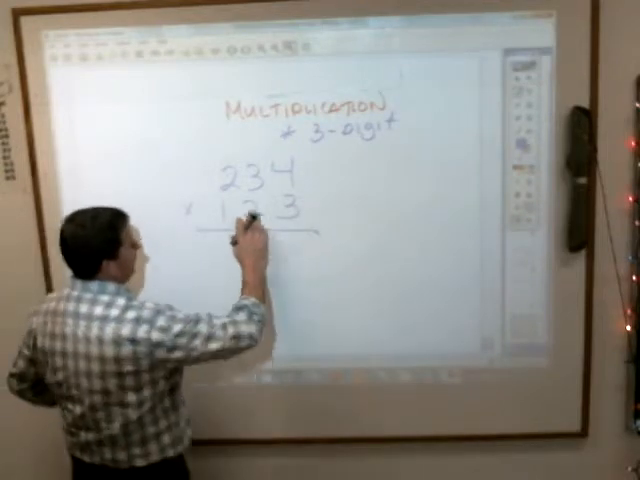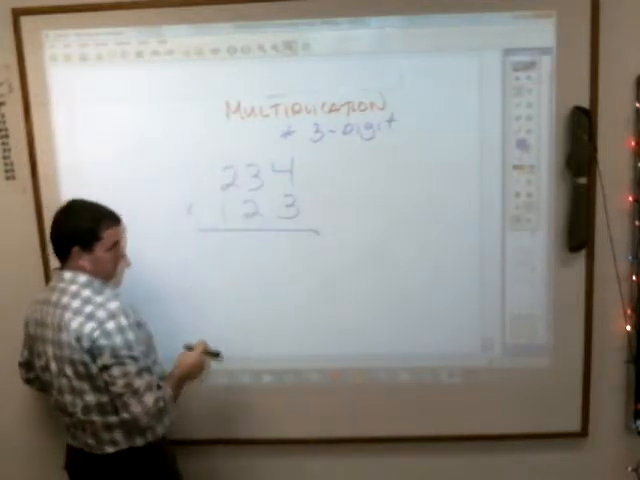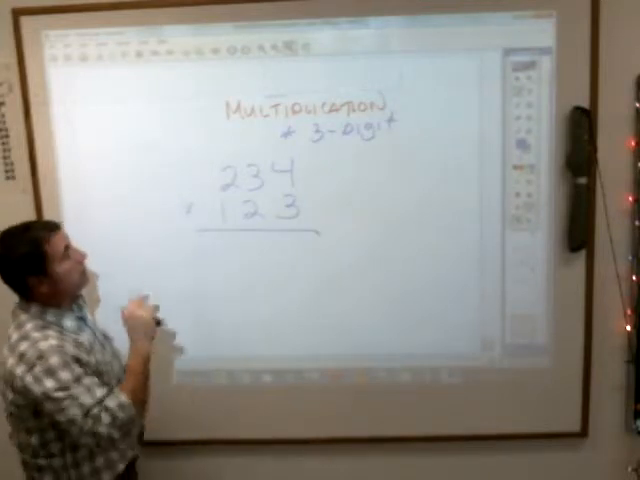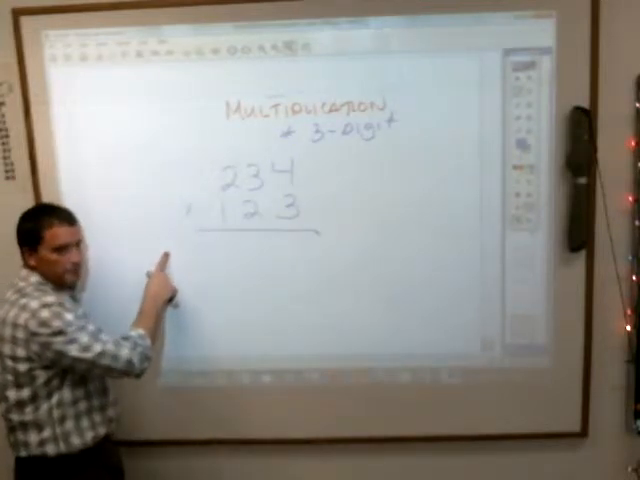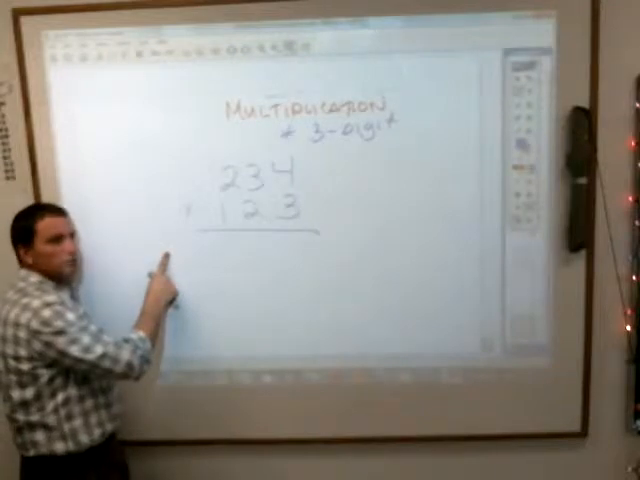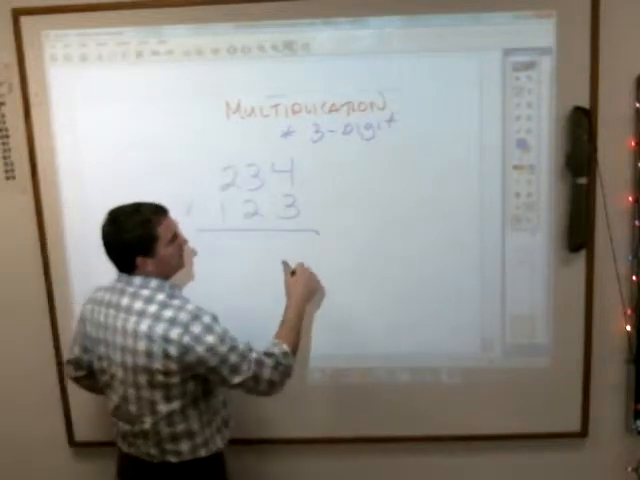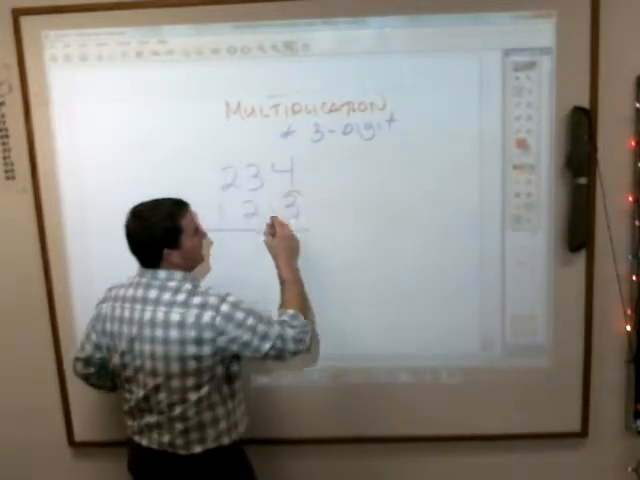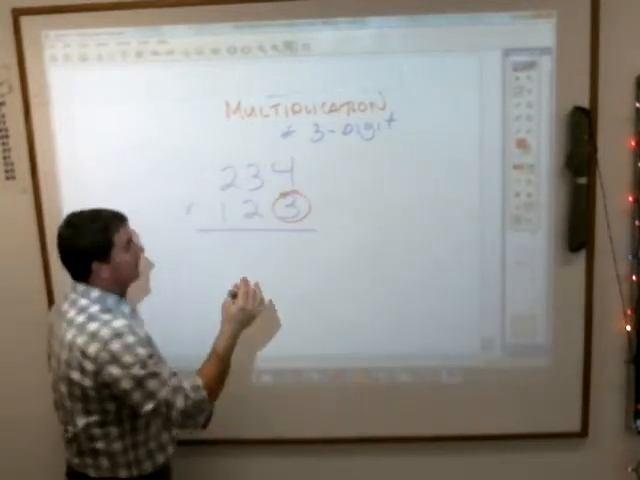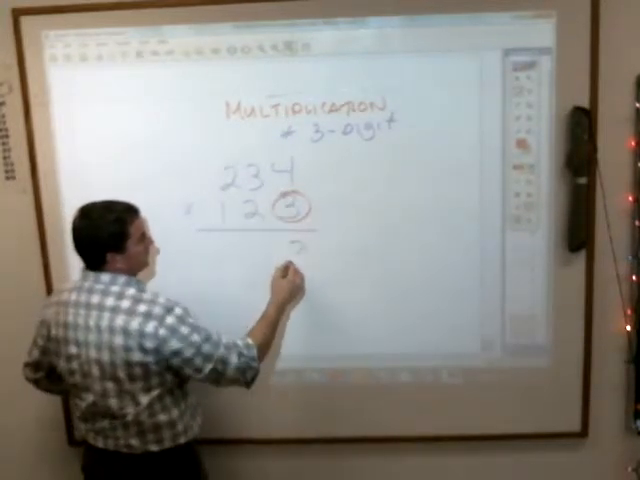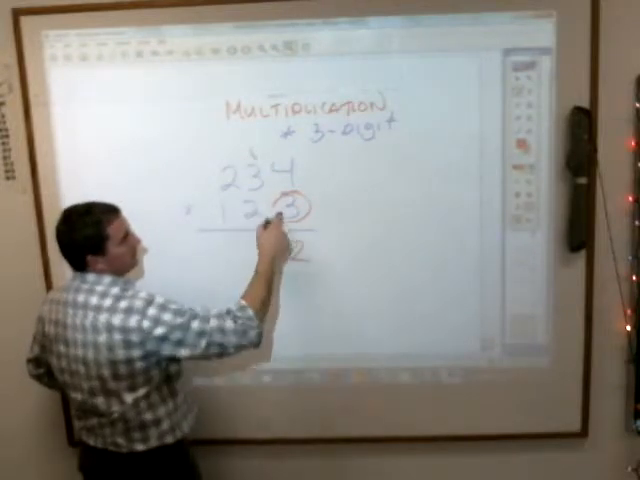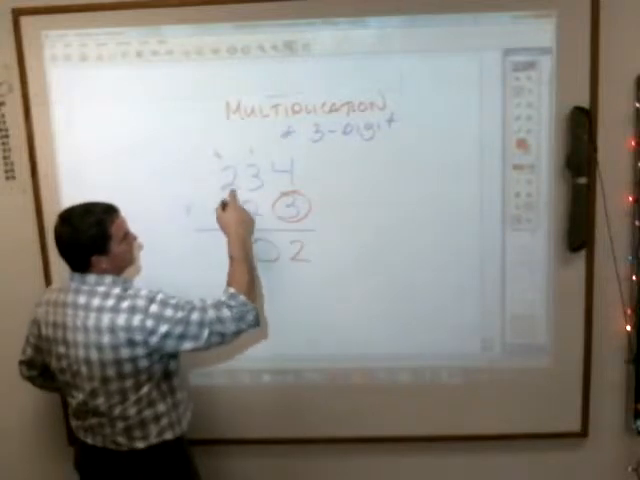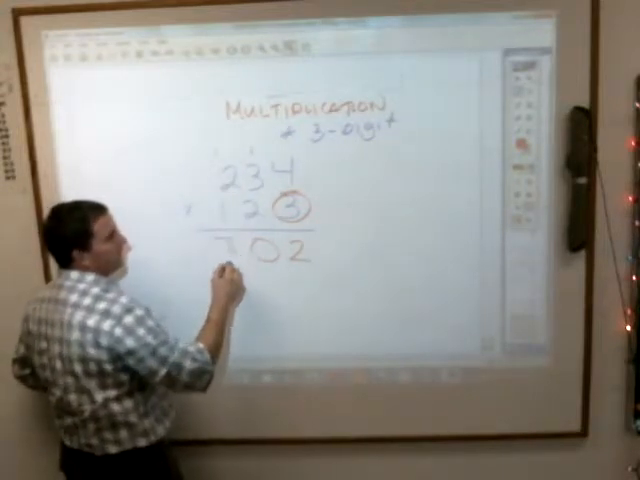Make sure if you're carrying numbers over that you don't carry them and add them to the wrong places. Now remember, when you do a multiplication problem, remember what the rules were? When you start with the first number on the bottom down here, you can just multiply the way it is. 3 times 4 is 12. 3 times 3 is 9, plus 1 is 10. 2 times 3 is 6, plus 1 is 7.